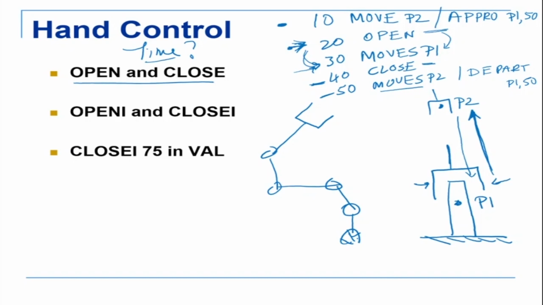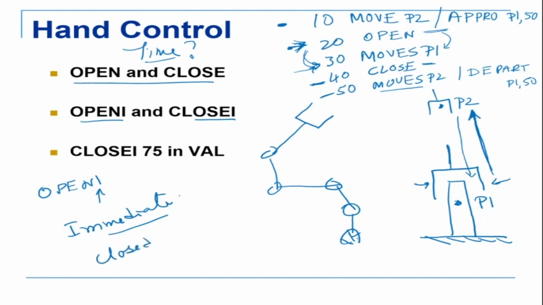Now to avoid this situation, there is the command open I and close I. Open I means immediate. Okay, so this is also a closed loop command. It means that the compiler will first execute this, and it is in closed loop. So only after it has opened, then it will go to the next line.